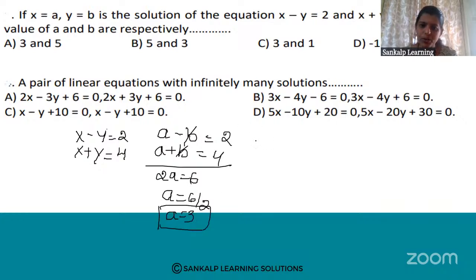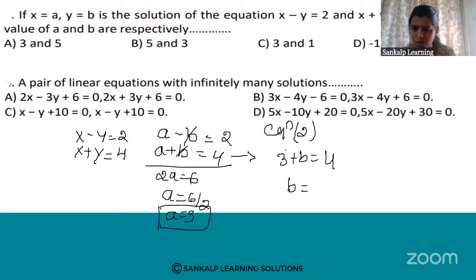Right. Substitute the value of a in equation 2. We can substitute in any equation. Equation 2: 3 plus b is equal to 4. b is equal to, transfer this 3 to this side, 4 minus 3, so b is equal to 1. That means the values of a and b are 3 and 1. Again you are getting the same solutions, that is 3 and 1. Option C is right. Okay.